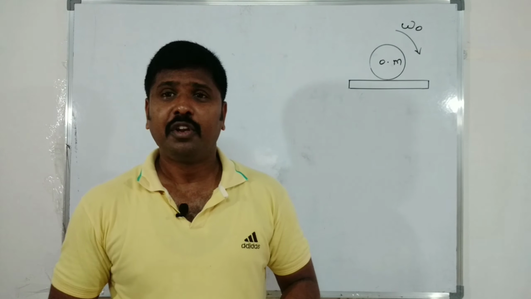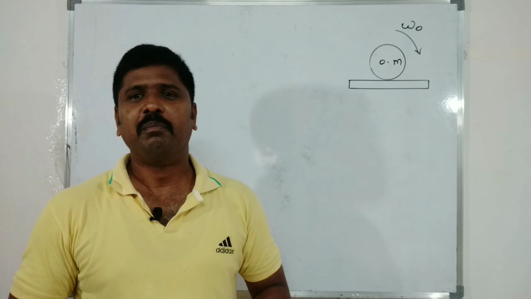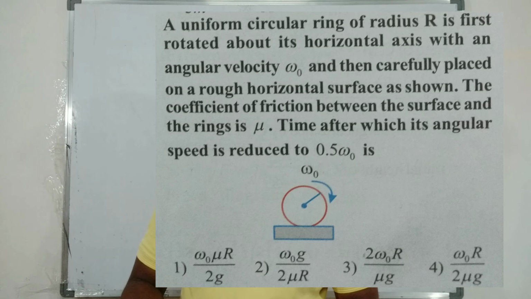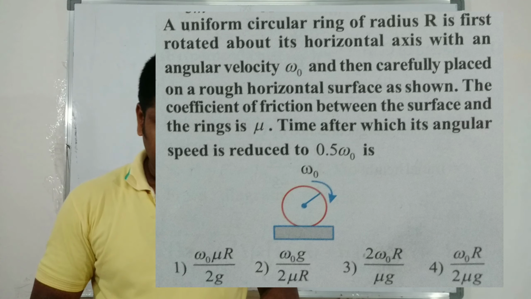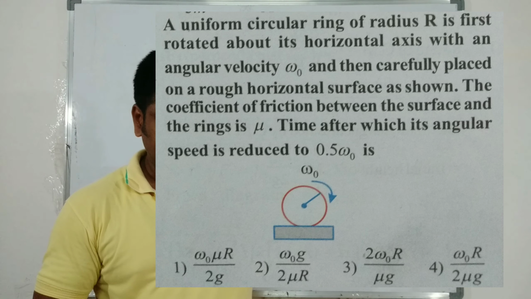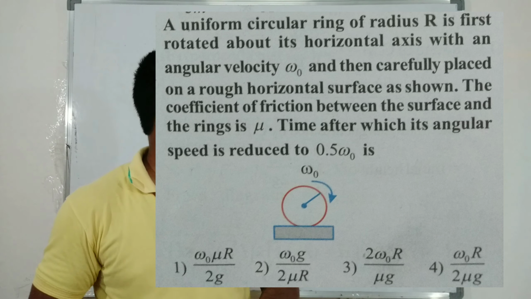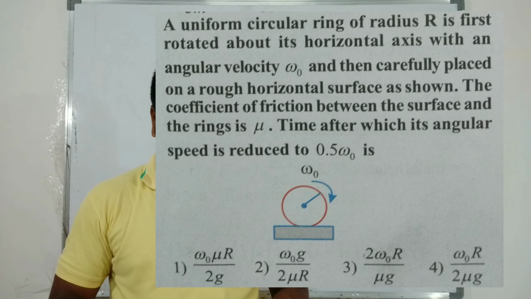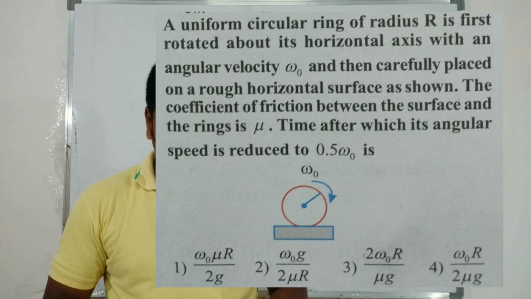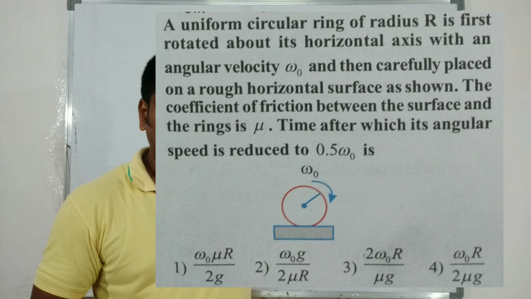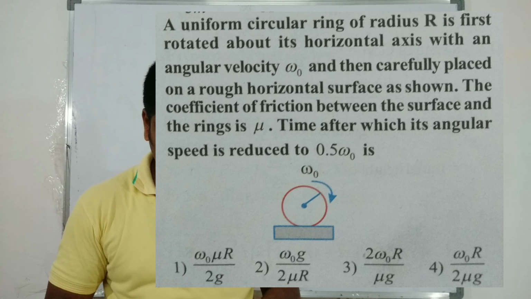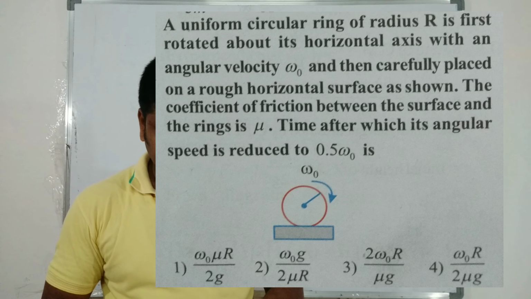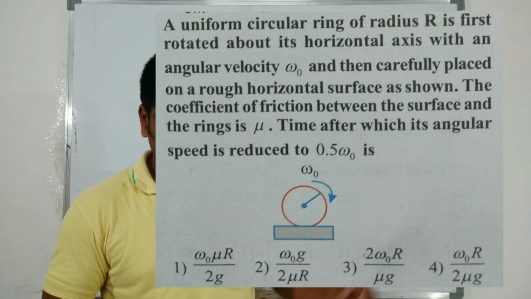Now, continuation numericals from the rolling motion. See, a uniform circular ring of radius r is first rotated about its horizontal axis with an angular velocity omega naught, then carefully placed on a rough horizontal surface as shown in the figure. This is the rough horizontal surface. The coefficient of friction between the surface and the ring is mu.